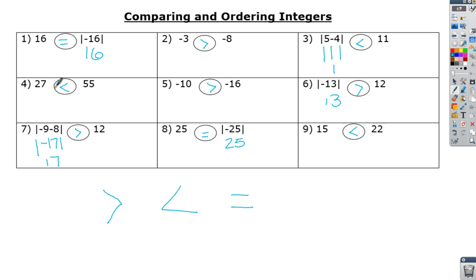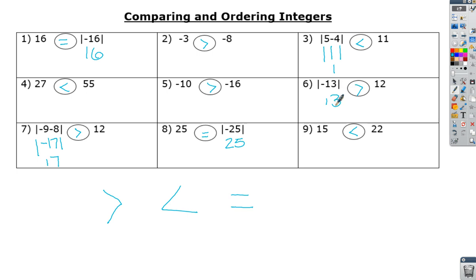Okay, so we have 27 and 55. Our bigger number, do you want to have $27 or do you want to have $55? We want to have 55, so our greater number is 55. So 27 is less than 55. Number 5, you have negative 10 is greater than negative 16. Number 6, you have to take the absolute value of negative 13 first before you can solve. So the absolute value of negative 13 is 13.